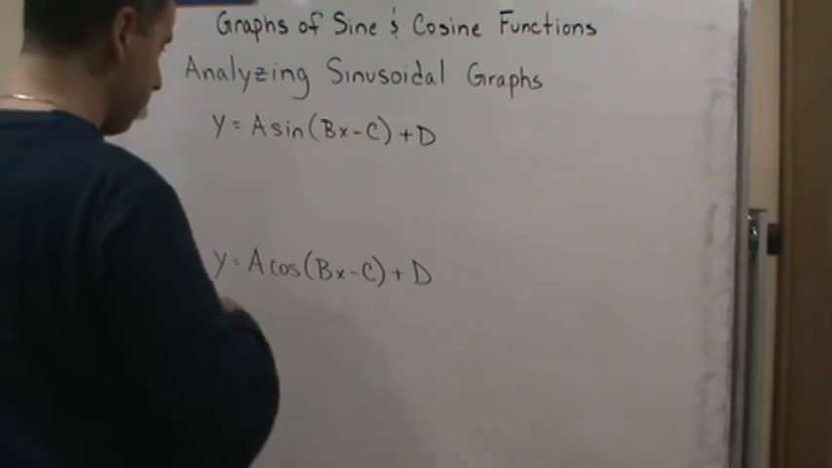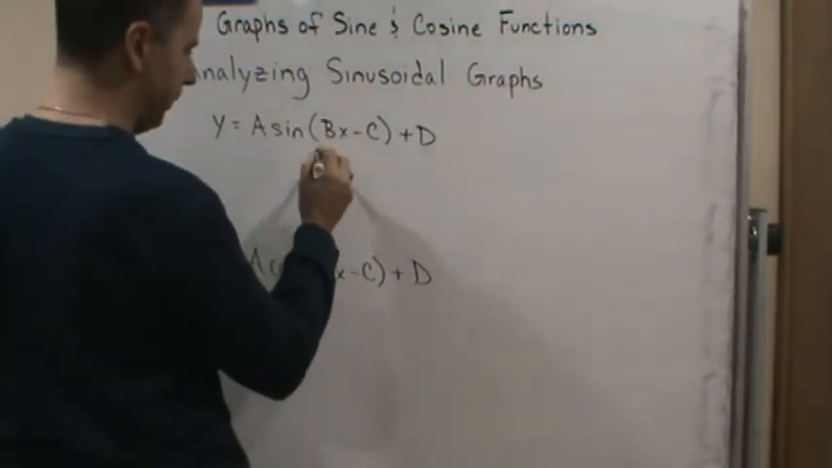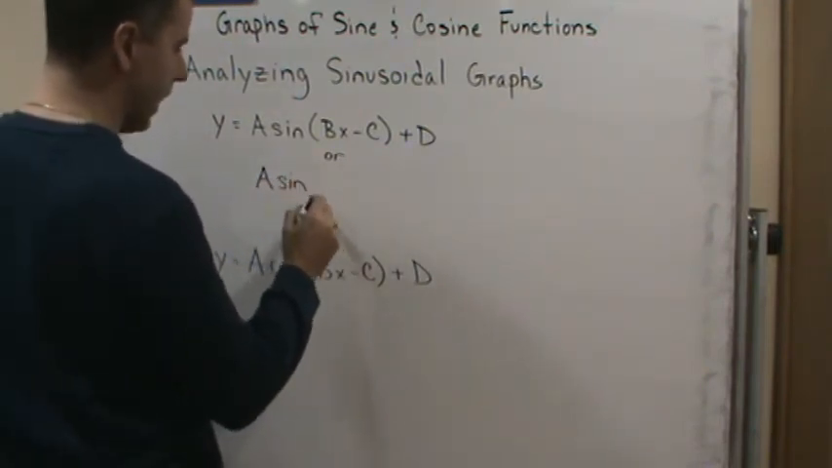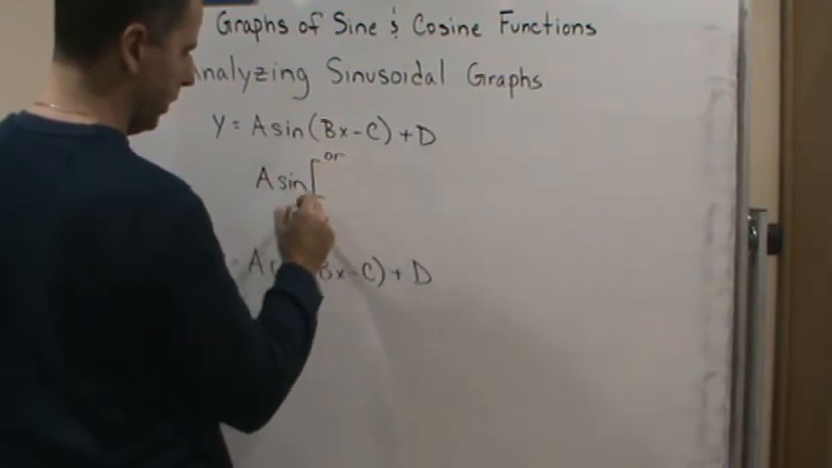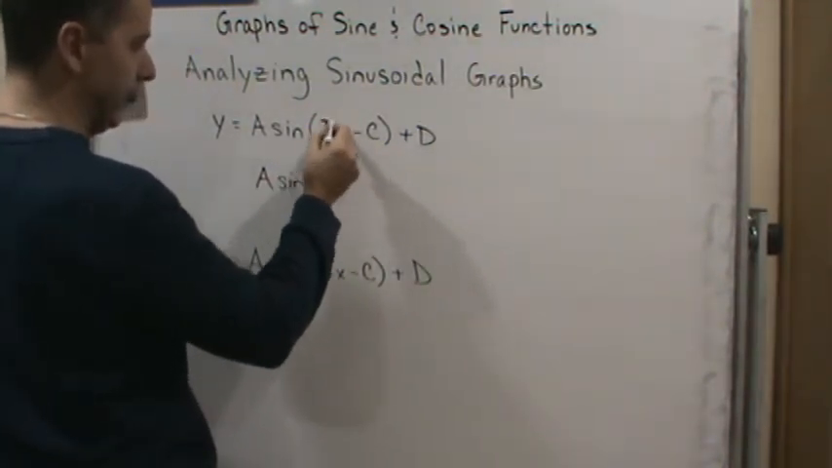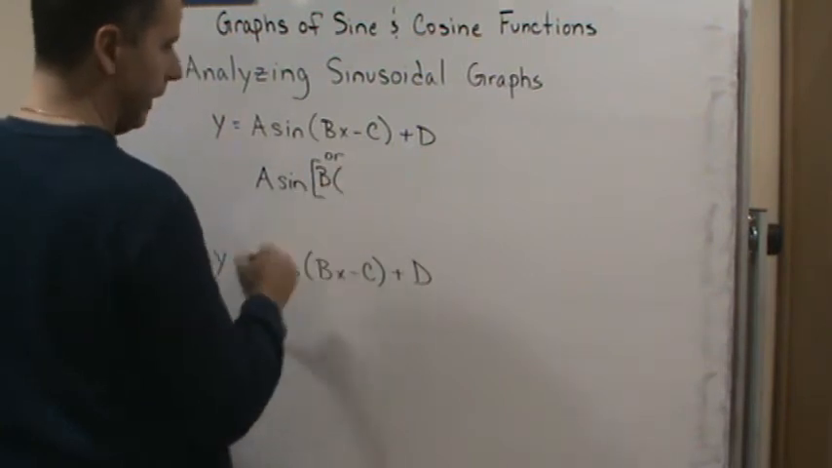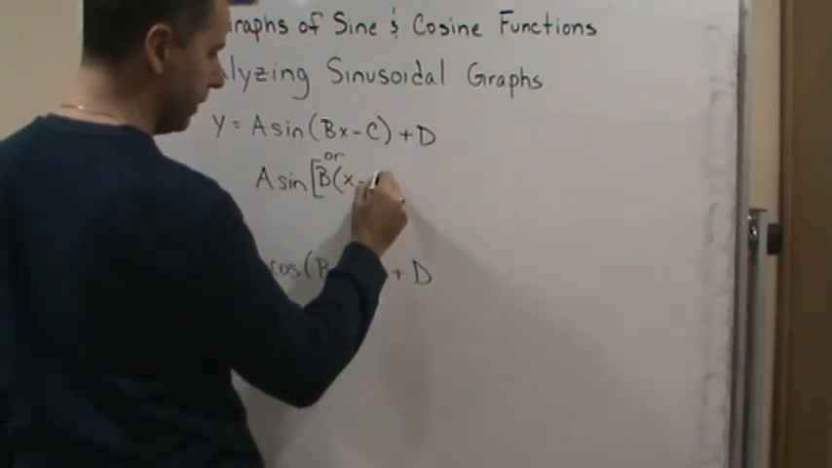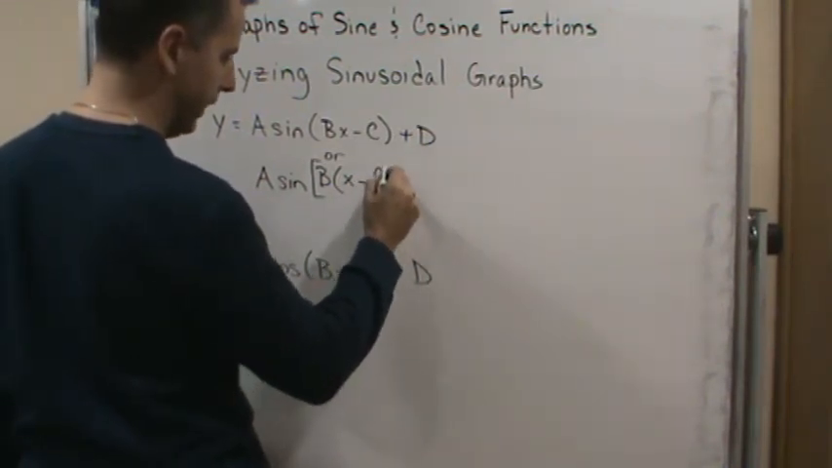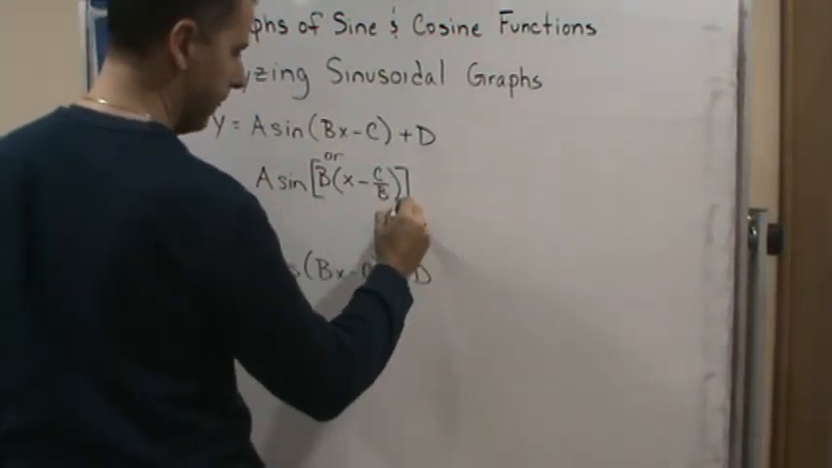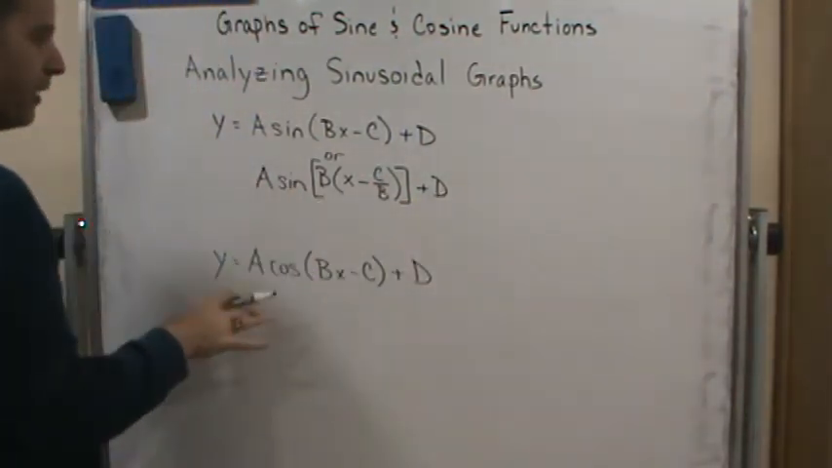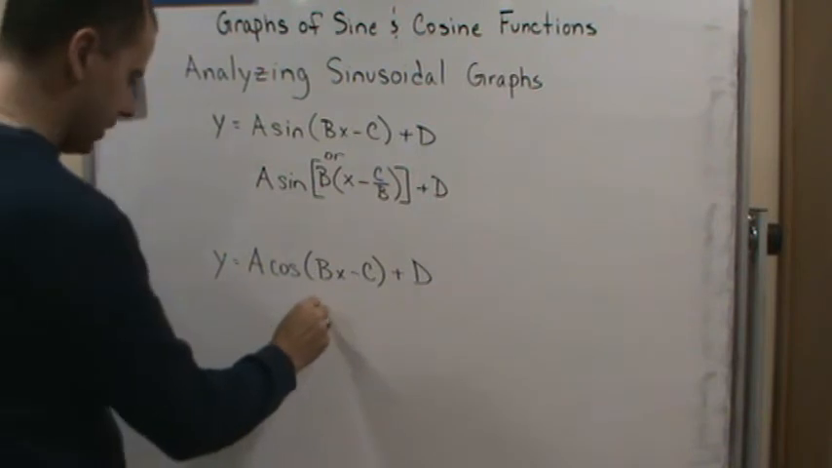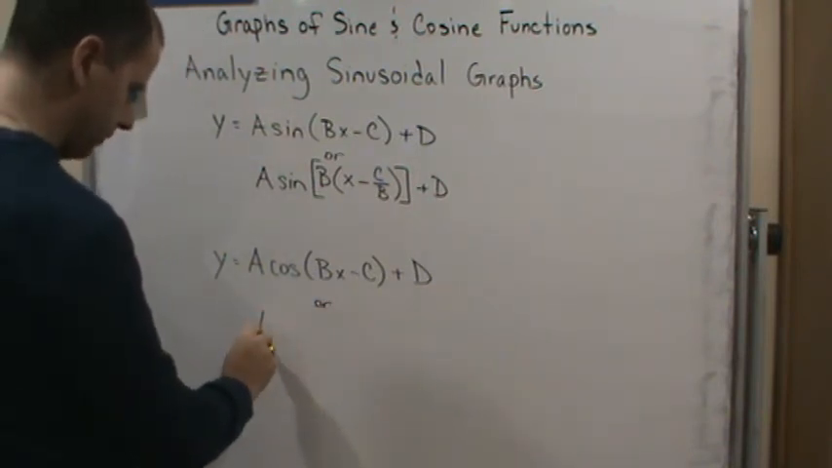Let's rewrite this top one as a sine. And now what I'm going to do is factor out the b. And so what happens if I factor out the b? What do I get left inside? I get x minus c divided by b, plus d. Now I didn't change the function. I just rewrote this in a different form. Okay? Now likewise, let me rewrite the cosine function.